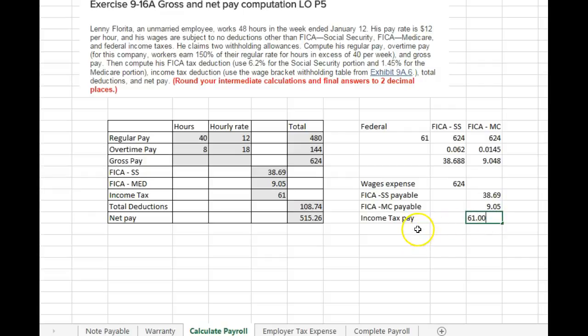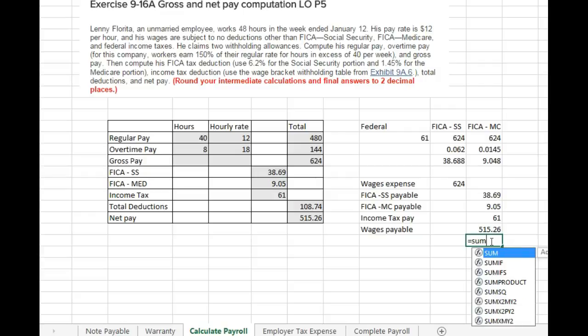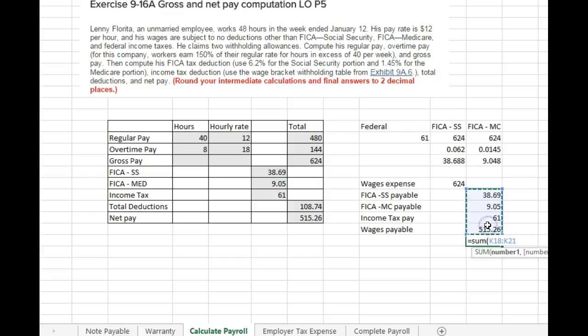And you have wages payable for $515.26. Now this, if I've done this correctly and not messed it all up, should equal my wage expense. And it does.